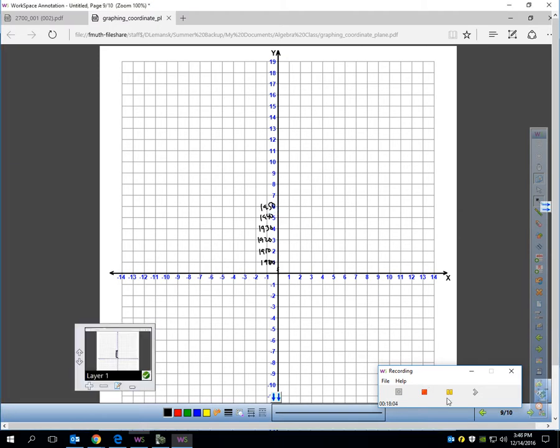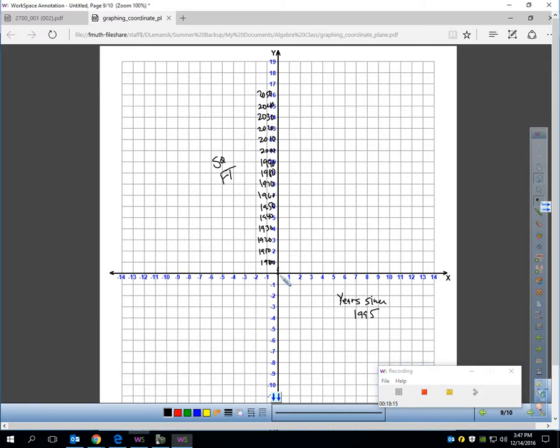Just so you weren't having to wait on the video, I wrote in the square footage for y in the years since 1995. Okay, so let's start plotting. Year 0, it was the point 1920, which would be here. 1 year later, we were up to 1950. 2 years later, we were at 1975. 3 years later, we were at square footage 2000. And 4 years later, we were at 2028, which would be here.